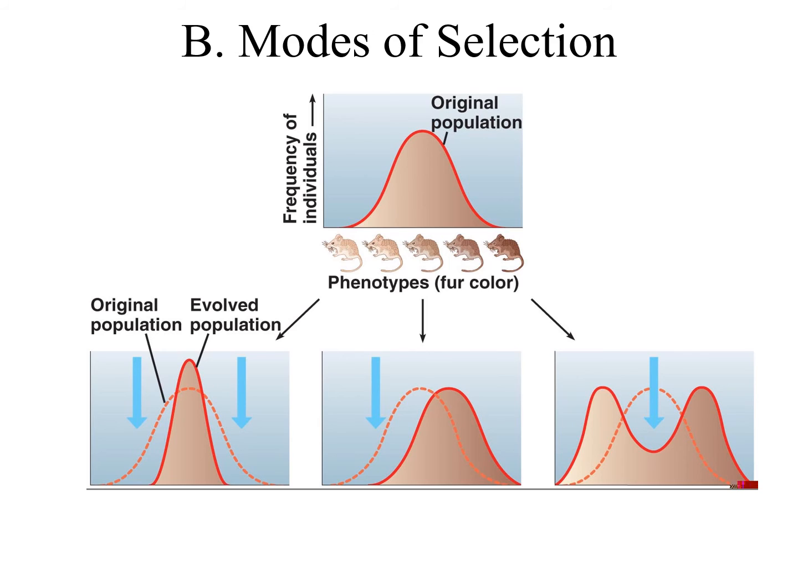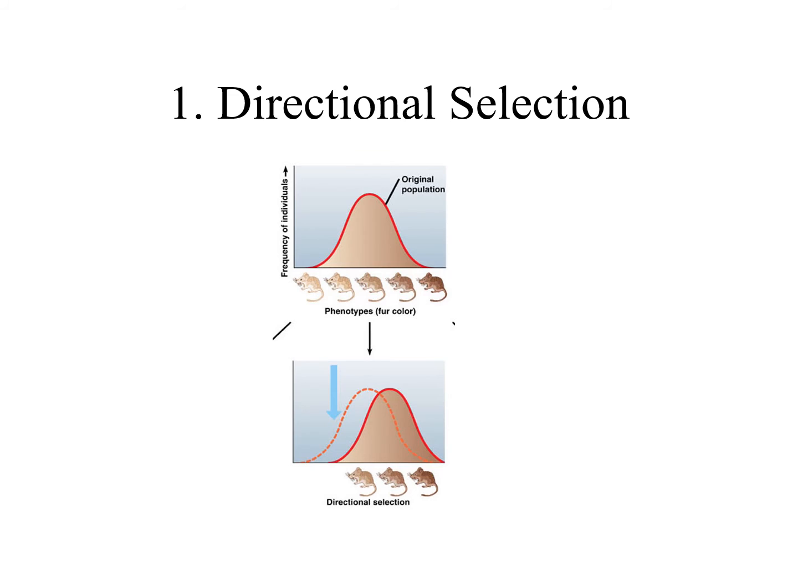And we see that the population can respond to different kinds of selection pressures. There are 3 responses, 3 modes of selection. The first mode of selection is the one that we see most often in nature. It's called directional selection. And look at this figure. Here it is visually, graphically.